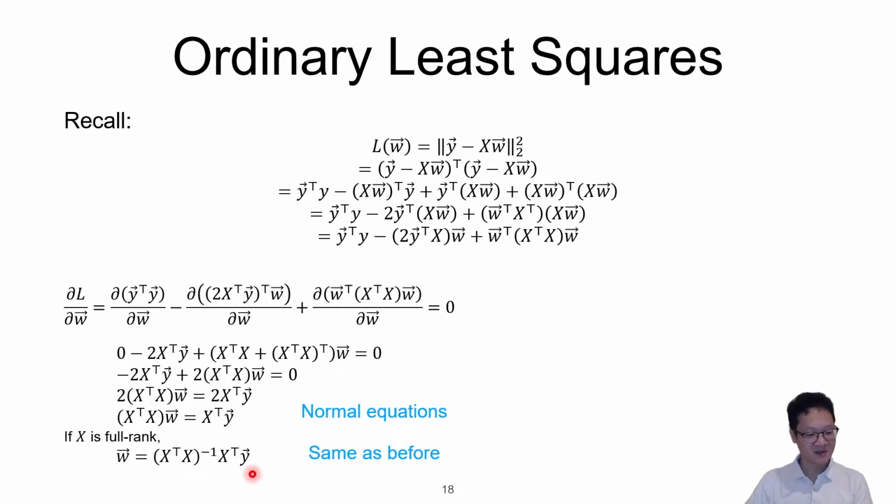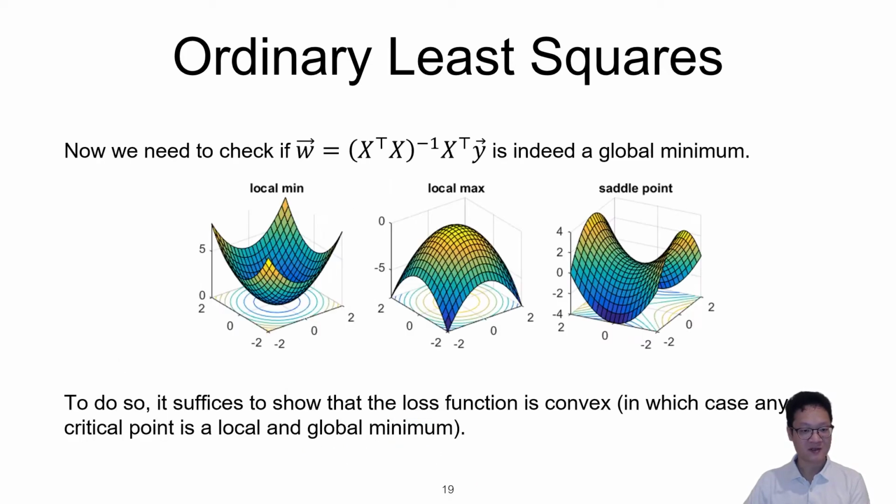After we obtain W by setting the gradient to 0, this gives us the critical point of the loss function. And the critical point, as we have seen before, could be either a local minimum, a local maximum, or maybe even a saddle point. Remember that we're looking for a W that minimizes the loss function, so we'll be hoping that it's actually a local minimum.